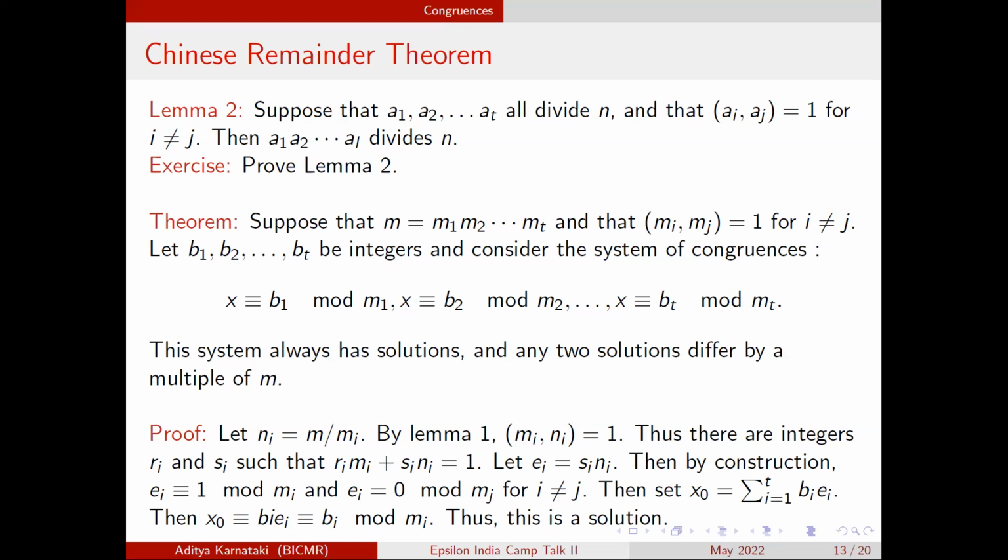Okay, but then set X0 to be just the sum of Bi Ei for each i. We're constructing, for each i, this individual solution and just adding them together in some sense.